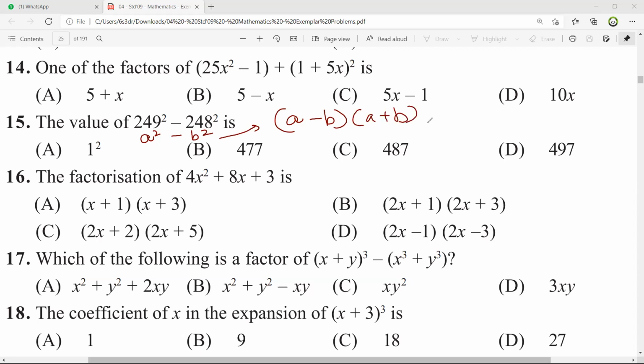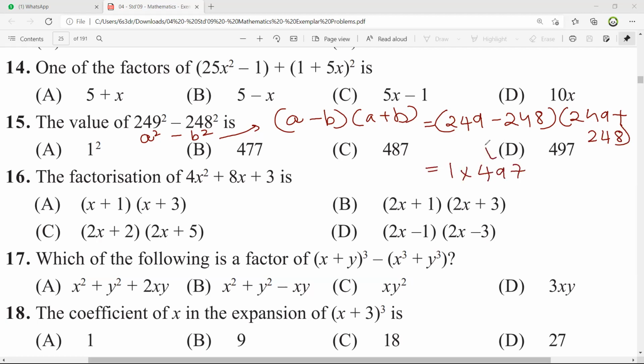Ma'am, in the first we put a is equal to 249 and b is equal to 248. Very good. Ma'am, in the first bracket, it's 1, and in the second one, it's 497. Very good. So when we multiply 497 by 1, it will remain 497. So that's how we came up with this answer.